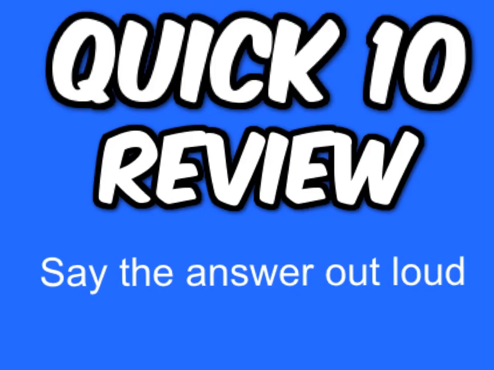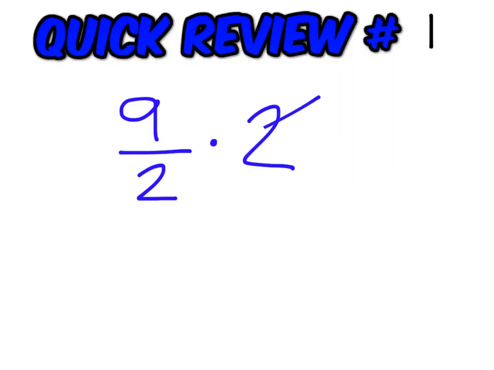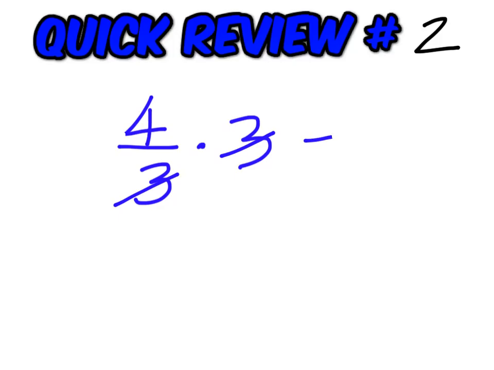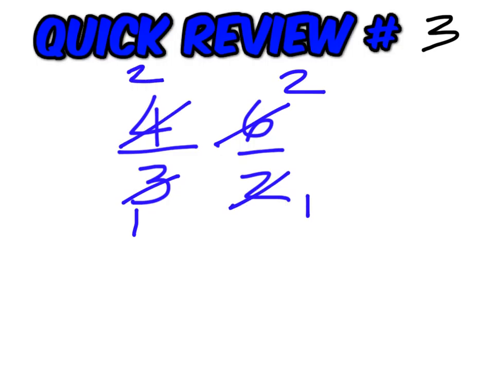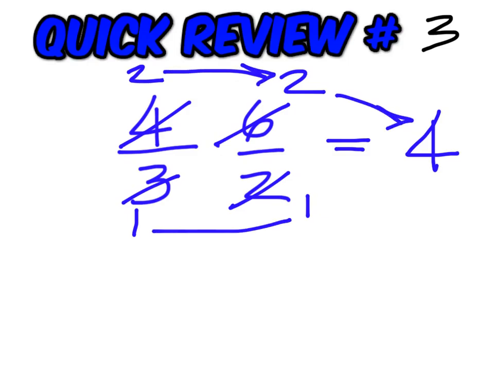Here's a quick review. What cancels out? What's the answer? What cancels? 3. Answer? 4. What cancels? 3 and 6. And what do they become? 8. 1 and 2. What about the 4 and the 2? 2 and 1. Right, 2 and 1. What's the answer? 4. 2 times 2 is 4. 1 times 1 is 1, and we don't write it.